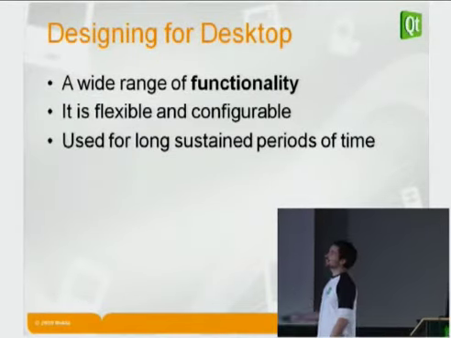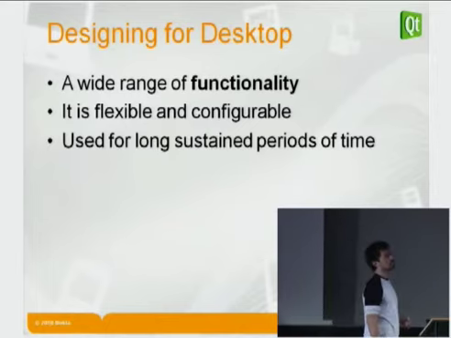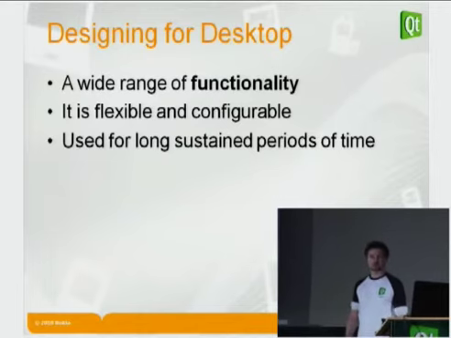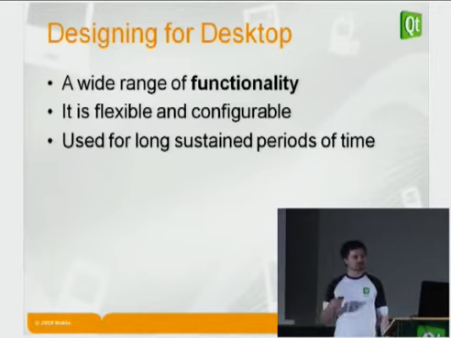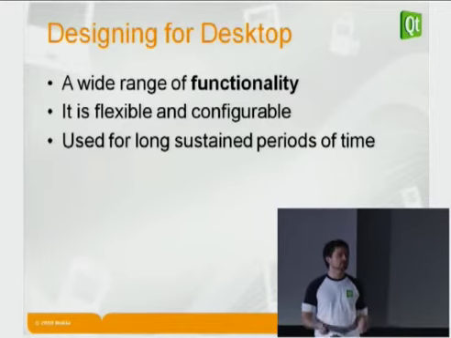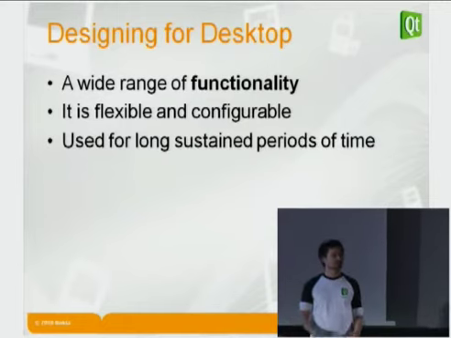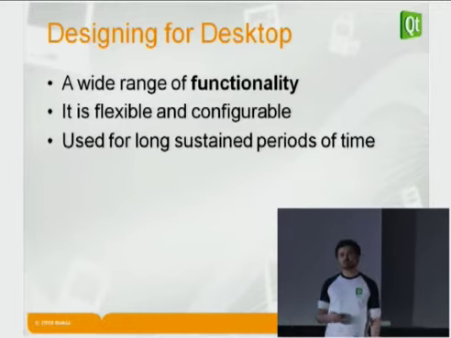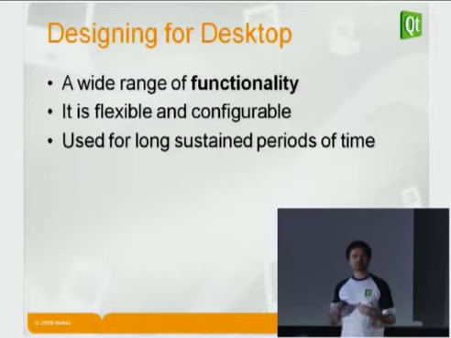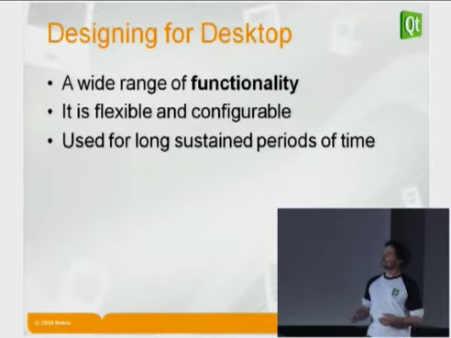But what are the design characteristics of a typical desktop app, and how is it different from a mobile app? Well, a desktop app tends to have a wide range of functionality. It tends to be flexible and configurable, and it tends to be used for long, sustained periods of time. What I mean by that is, you have a web browser running on your desktop. If you have a mail application running on your desktop, it just sits there. You don't really shut down your computer. Many people just close the lid, pop it open again, and it's still there. If you're working on Photoshop, it's really an environment that you have used for years.